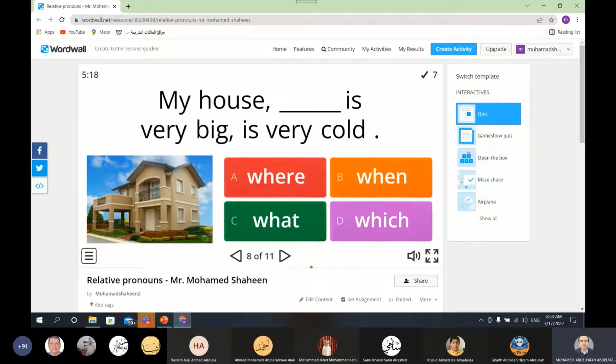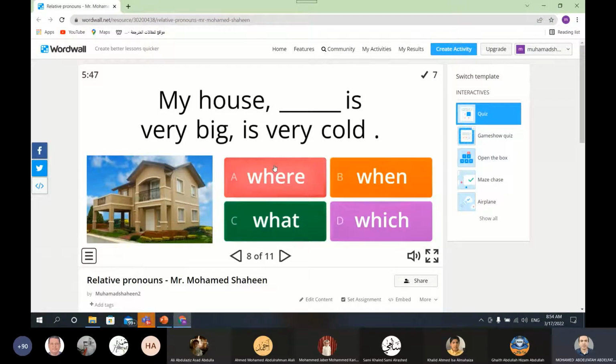So students, let's go to number 8. My house, what? Is very big, is very cold. Now you are talking about the house. You refer to the house. My house, where, when, what, or which? Where? So, look here. Is the house here? We consider it something or a place.